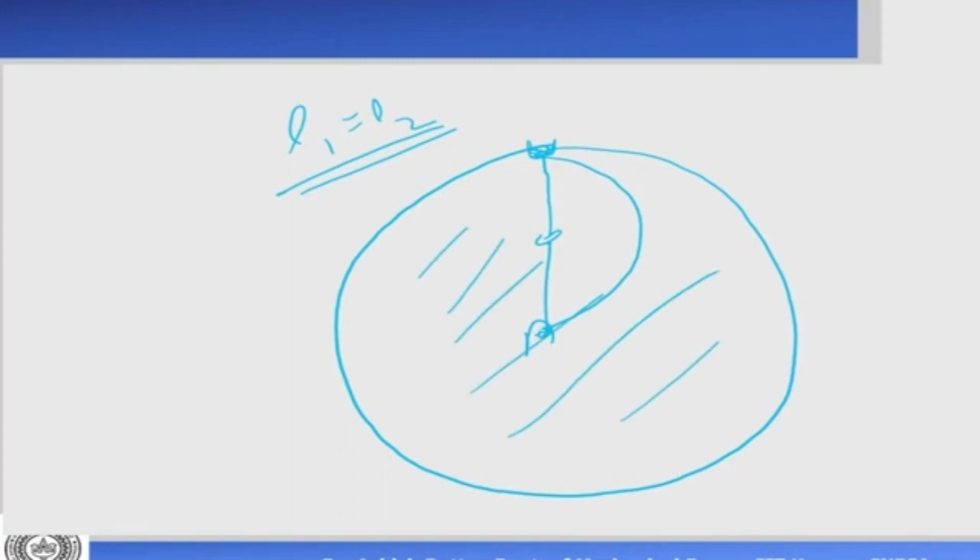So what is the optimal link length? L1 by L2 should be equal to 1. So you'll always find that for different robots, the link lengths are always equal. Whenever you look at a robot, you'll always find that the link lengths are equal because it will maximize the work area.